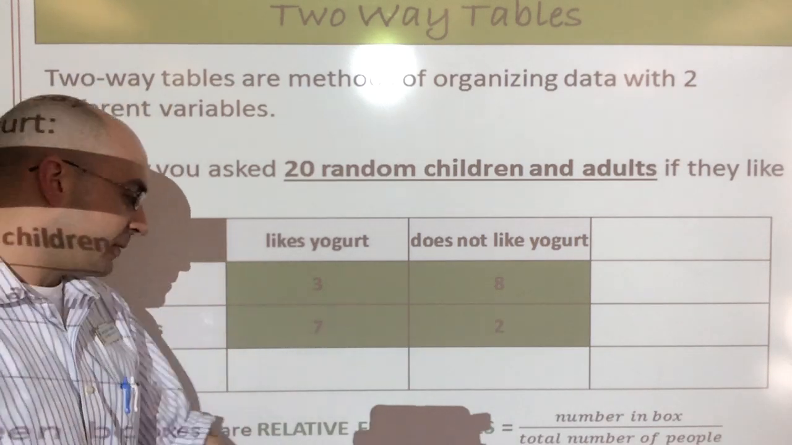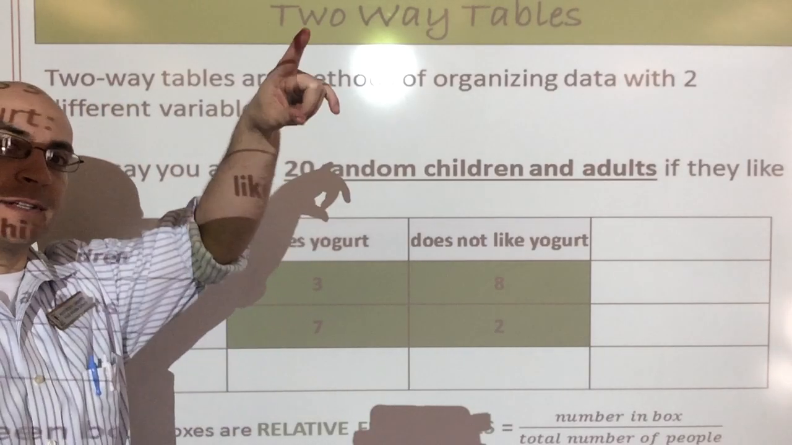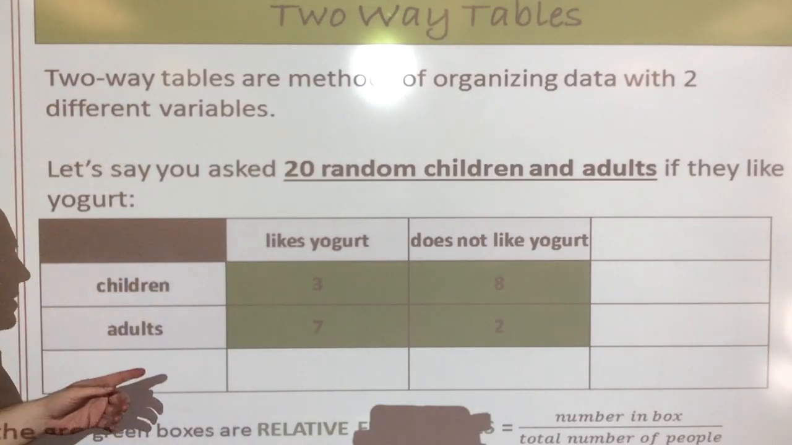Okay, afternoon video for you. So, two-way tables. This is weird because the sunlight's over here. It's gonna be weird. Okay, hopefully you can see this.